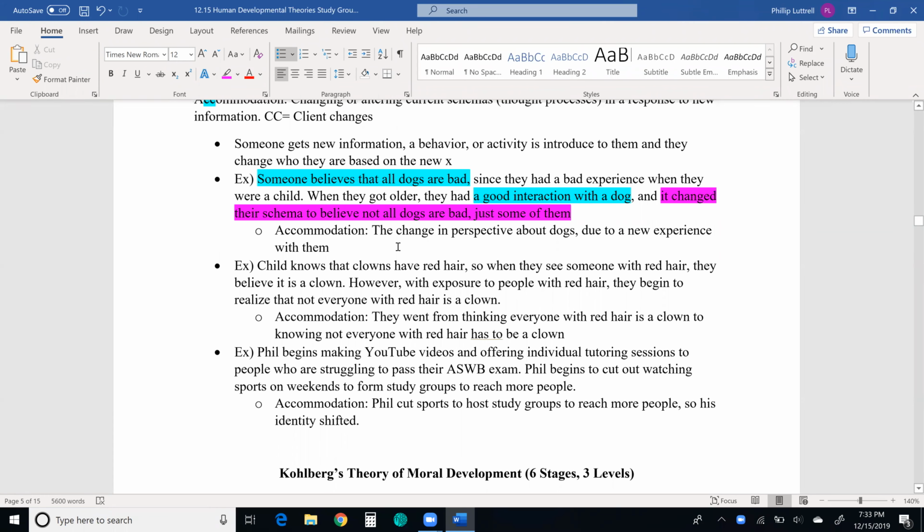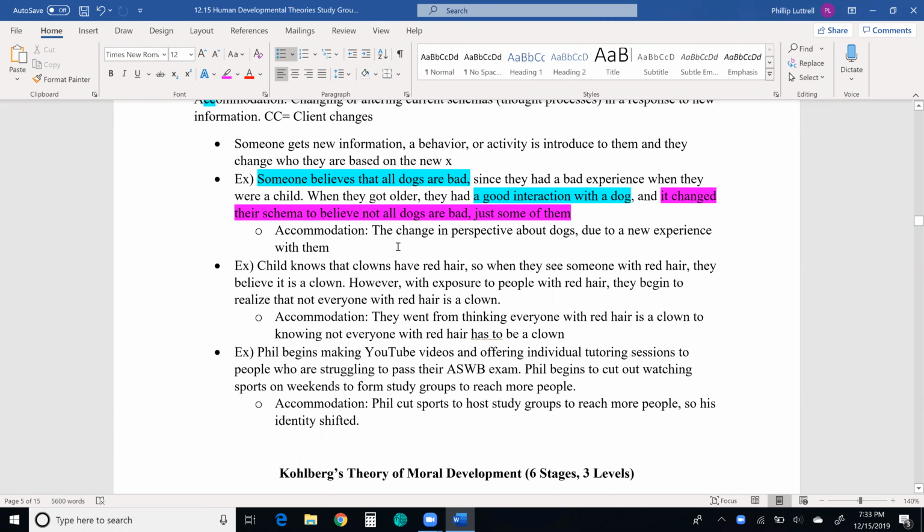Another example, I feel unmotivated to study for my ASWB exam, but the people I hang around are studying, so I study to avoid being rejected by them. So I feel unmotivated to study for the ASWB exam, but people around me are studying, so I study to avoid being rejected by them. So I may feel pressured to do behaviors that I otherwise would not have done based on the environment that I'm in.